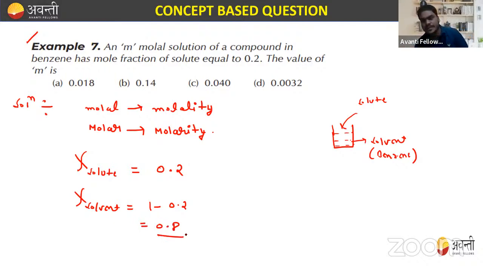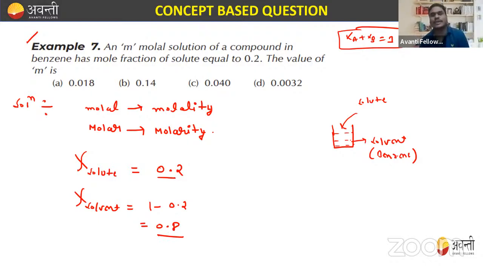This is clear to everyone? Because the mole fractions, that is XA plus XB, is equal to 1. We already derived this. So if we know the mole fraction of solute, then we can easily calculate the mole fraction of solvent by just subtracting from 1. So it comes out to be 0.8.